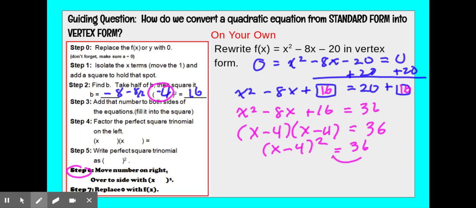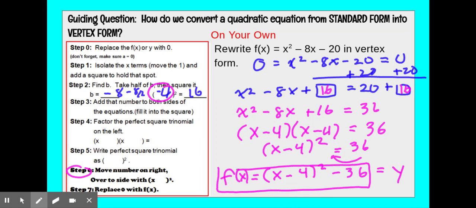We want to move this number over. So we move it over by subtracting it from the left-hand side because it's positive. So we're going to get x minus 4 squared minus 36 equals, and I'm just going to replace it with y now, or f of x, because I don't have much room. So that's your equation in vertex form.